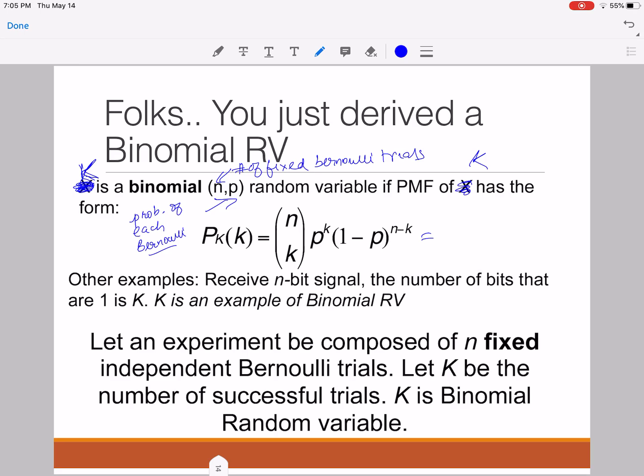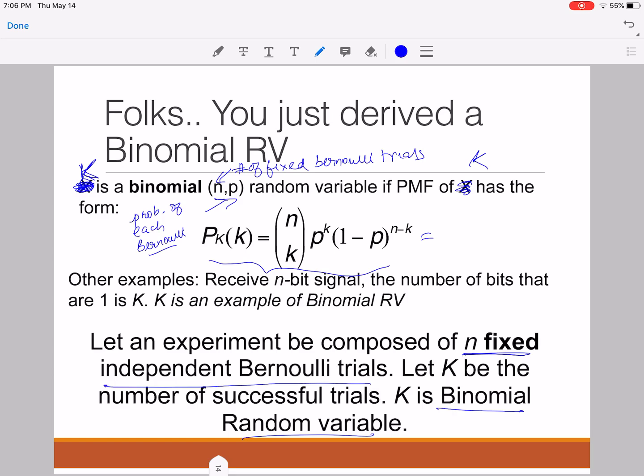Binomial random variables are used to model one specific engineering situation, which goes as follows. If you perform n fixed number of Bernoulli trials and you are interested in k successes, k is a random variable because k can be 0 successes, 1 success, 2 successes, 3 successes, and so on. K can be n successes. So k here, the number of successes out of the n fixed independent Bernoulli trials, is going to be a random variable. Specifically, it's going to be a binomial random variable which takes this particular PMF.